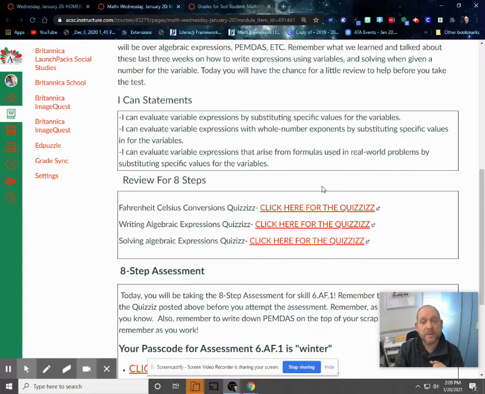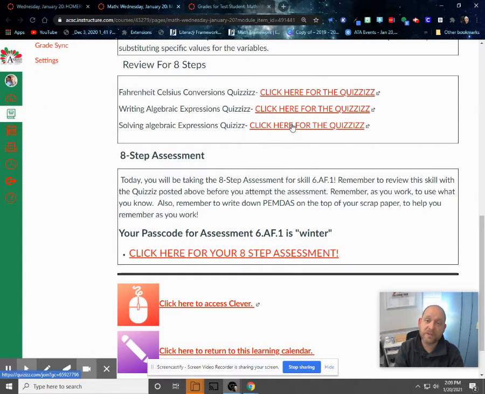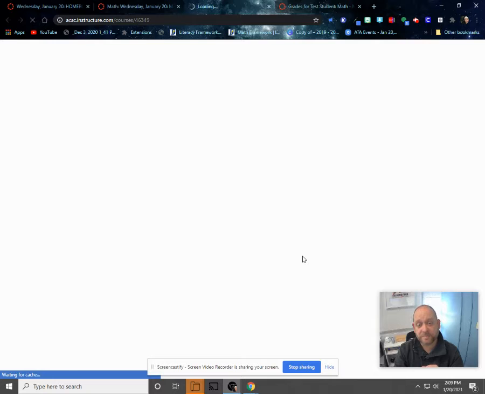Things in red are links that will take them to work they need to complete. So here are some practice quizzes that we had before we took the actual assessment. These are ungraded. It's actually a game. So there are 3 games for them to practice with, and then their assessment. They just click on the assignment.